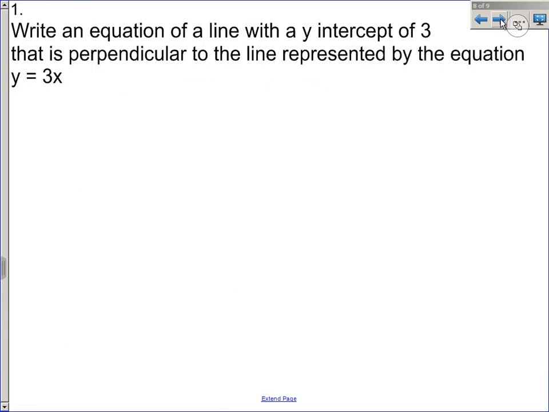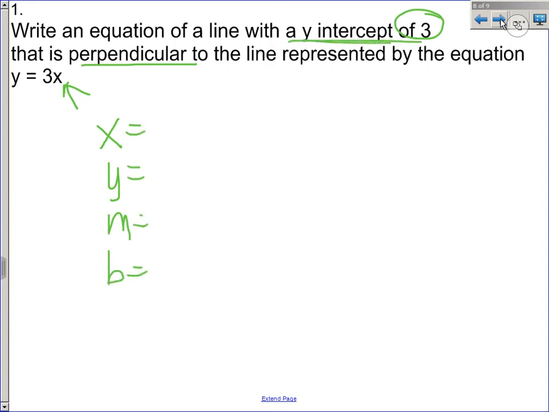In this example, we're going to write an equation of a line with a y-intercept of 3, so that's key information, that is perpendicular to a line represented by this equation here. Okay, so I always set it up: x, y, m, b. What do I know? I know that my y-intercept is 3. The y-intercept is the b value, so I have my 3 here. I know it's perpendicular to this line here. So let's figure out our slope.